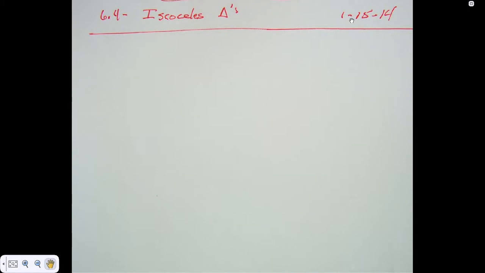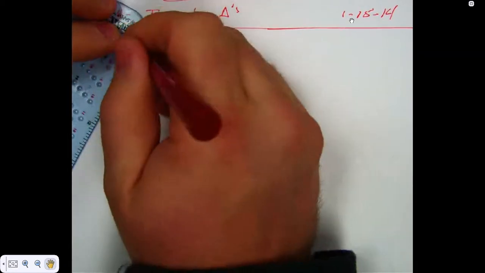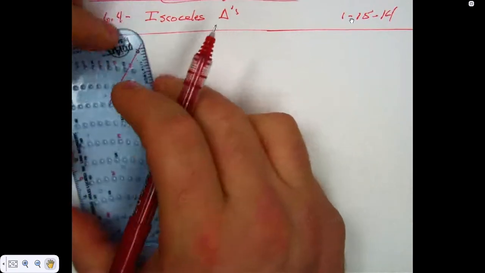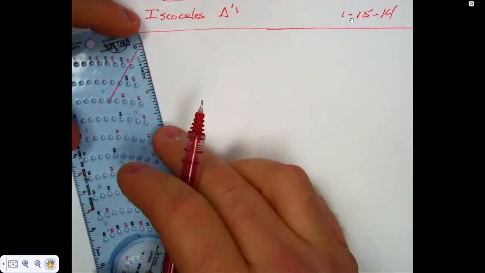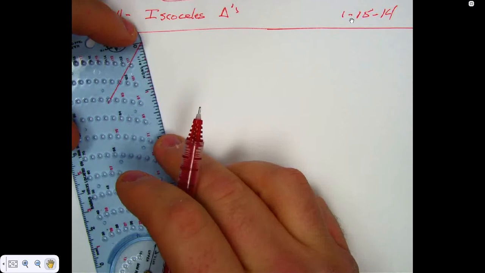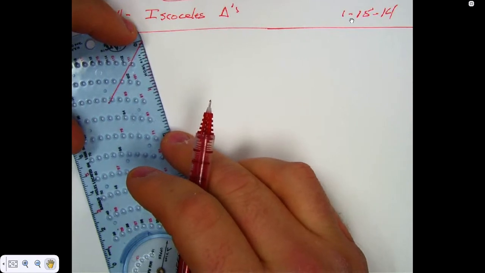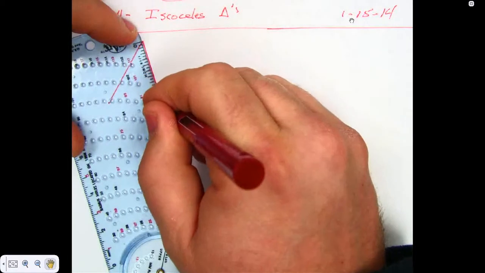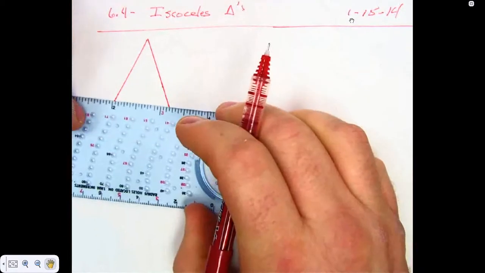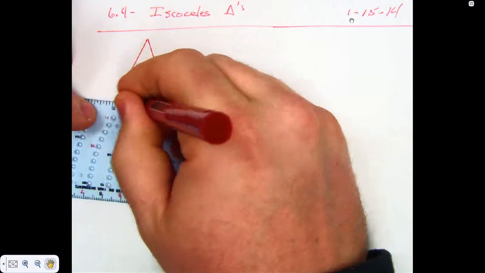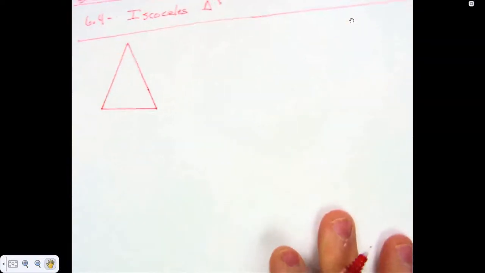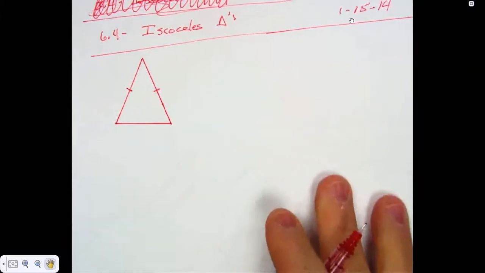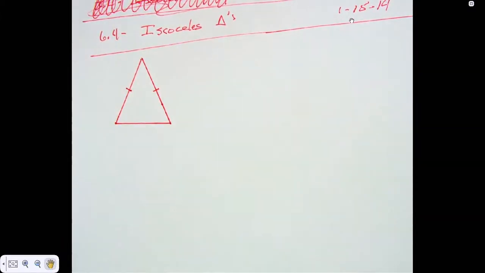First of all, we have to remind ourselves what is an isosceles triangle. Anybody? Triangle with two equal sides. Okay. I know I made it a little crooked, but it doesn't really matter. Those two are congruent. That is an isosceles triangle.